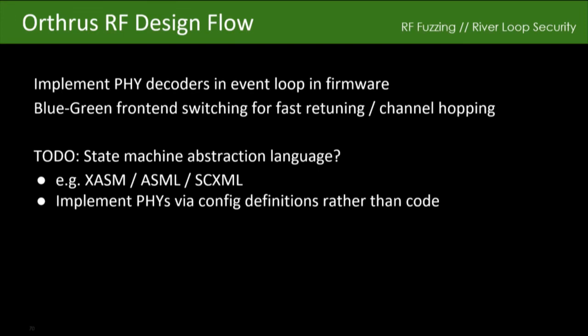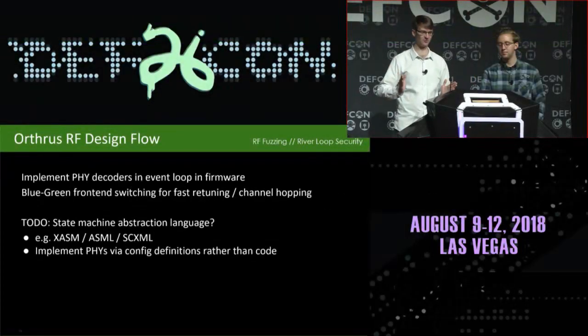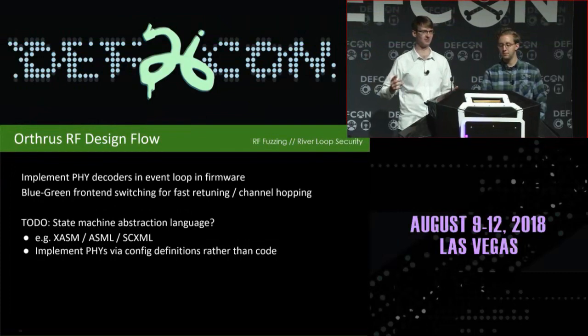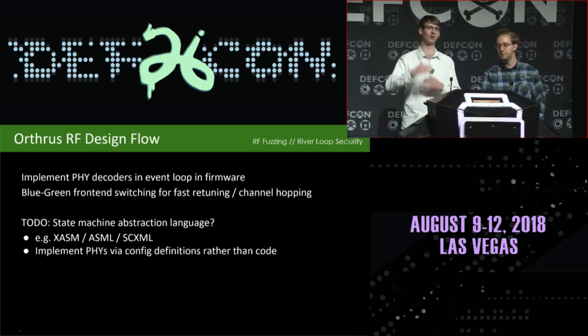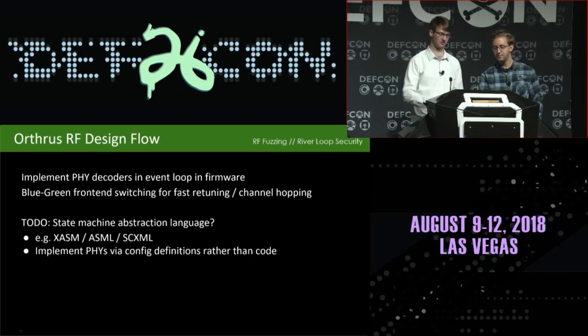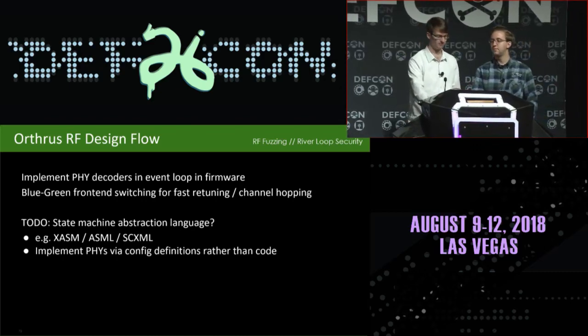So the initial things that we'd like to achieve are implementing PHY decoders and firmware so that we can start to play with them in a fast, iterative way. Additionally, abstracting away front-end manipulation so that we can run them in a blue-green fashion, similar to how one might do production cloud-based software, so that we can do fast retuning and channel hopping without having to do things manually. Something that I think is going to be really interesting beyond that, though, is abstracting away the radio state machine so that rather than writing event loops and firmware for every radio protocol we want to implement, we can instead write a generic framework and then pass PHY configurations to it via a configuration file. That way we write a well-designed event loop once and then implement new radio protocols just by writing a JSON file defining what all those values look like. I think that could be really cool. So if that sounds interesting, I'd love to chat with you afterward, and we can make this thing awesome.